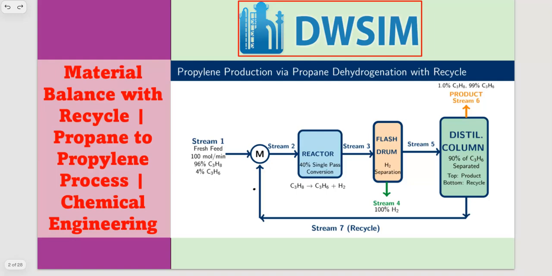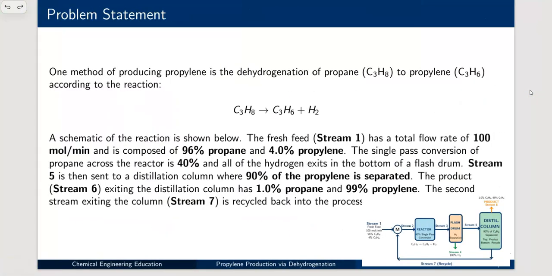Today we are going to simulate the propylene production process using DWSIM. Here is the problem statement. One method of producing propylene is the dehydrogenation of propane to propylene. According to the reaction, 1 mole of propane will produce 1 mole of propylene and 1 mole of hydrogen. A schematic of the reaction is shown below.